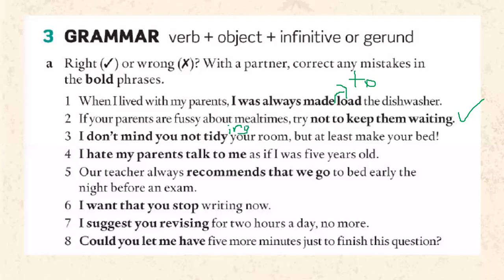What about number 4? I hate my parents talking to me. So we're connecting it with the gerund. Talking. So we add here ing. The number 5 is correct.